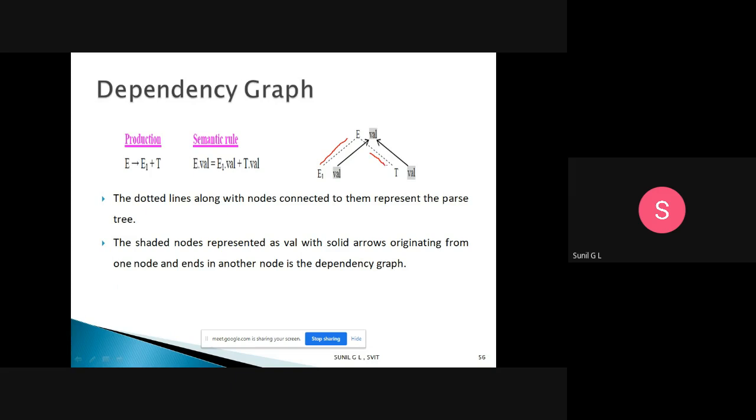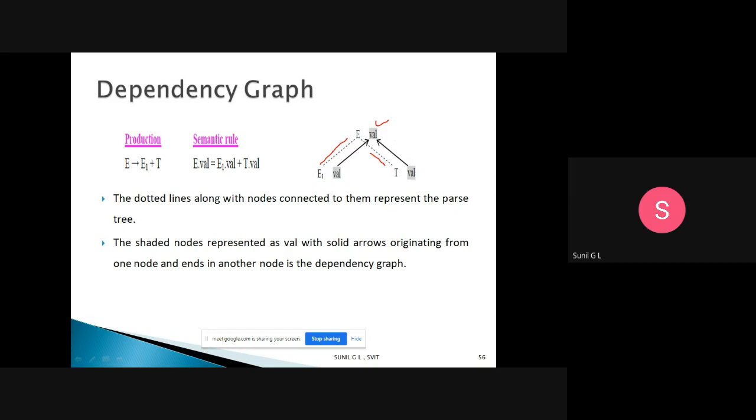Okay, so this is the parse tree. These thick edges are what we are calling the dependency graph. Here the value of E is computed by the value of E1 and the value of T. Using the value of E1 and the value of T, we compute the value of E. The dotted lines, along with the nodes connected to them, represent the parse tree.